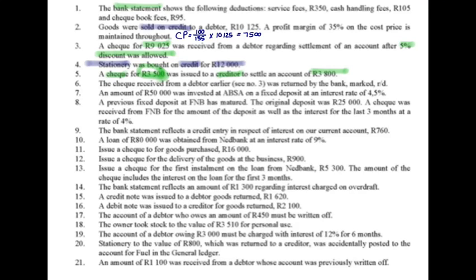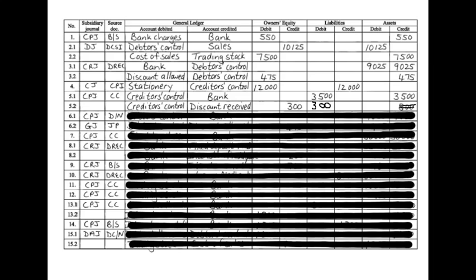Number 6. The check received from a debtor earlier, number 3, was returned by the bank marked RD. Now remember, in number 3, we also allowed discount. So it's not just the check that needs to be cancelled, but also the discount that we allowed. So 2 entries are needed. Firstly, we cancel everything that was done in number 3. The debtors and the bank just gets reversed. So debtors will now be debit and bank will now be the credit.